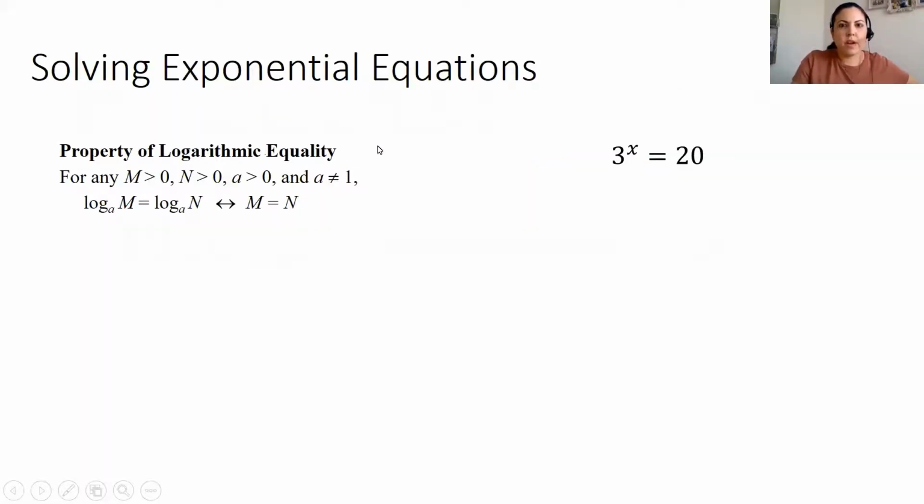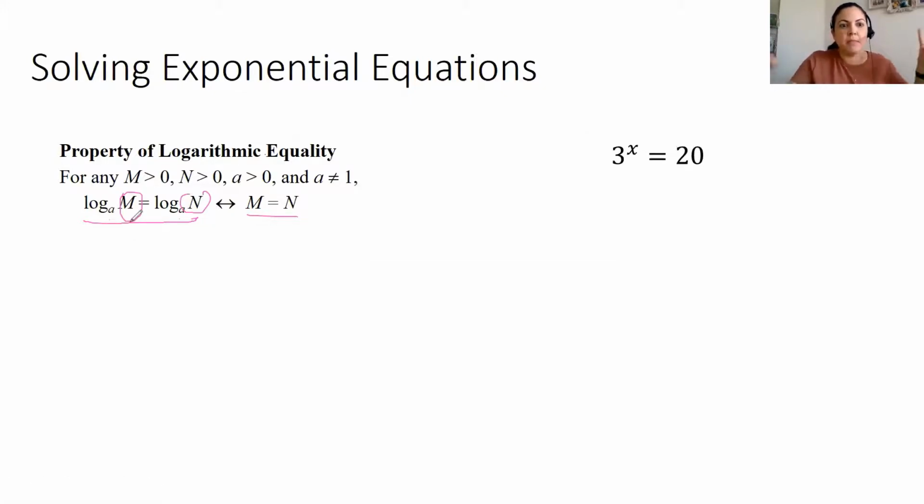All right, so now we are going to look at how we can solve exponential equations by using a different method. And this method that we're going to be talking about is the property of logarithmic equality. So you'll notice that this says if we have two logarithms that are equal to each other and they have the same base, then it means that these values here must also be equal to each other. Notice how similar it is to that base exponent property.